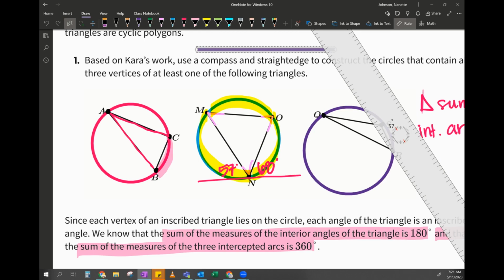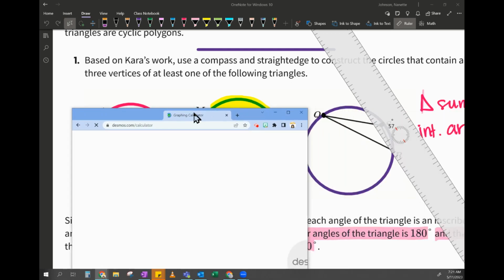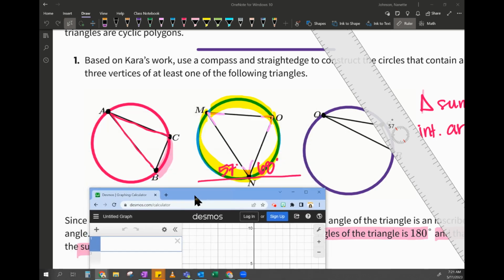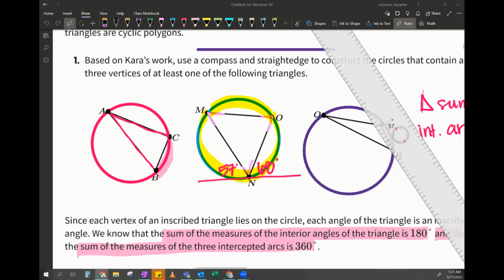Well, it's 180, right? So my calculator would tell me, let's grab our Desmos calculator. It's 180 minus 57 minus 68. And so we get 55 degrees. Okay, so this angle in here is 55 degrees.